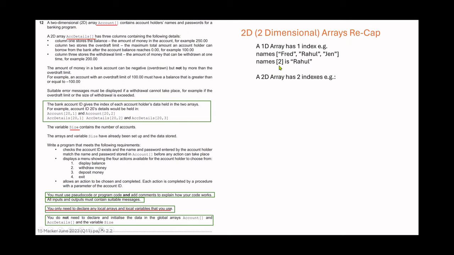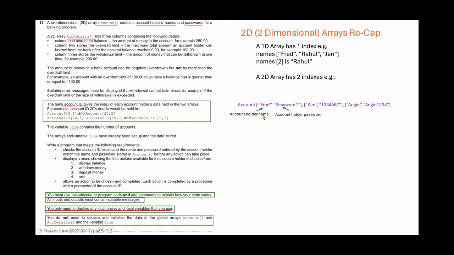A two-dimensional array has two indexes. For example, this is what the account array looks like. We have the account holder's name and it stores the account holder's password. So the array is a two-dimensional array, and a two-dimensional array is essentially an array which contains smaller arrays, or sub-arrays, or whatever you want to call them.